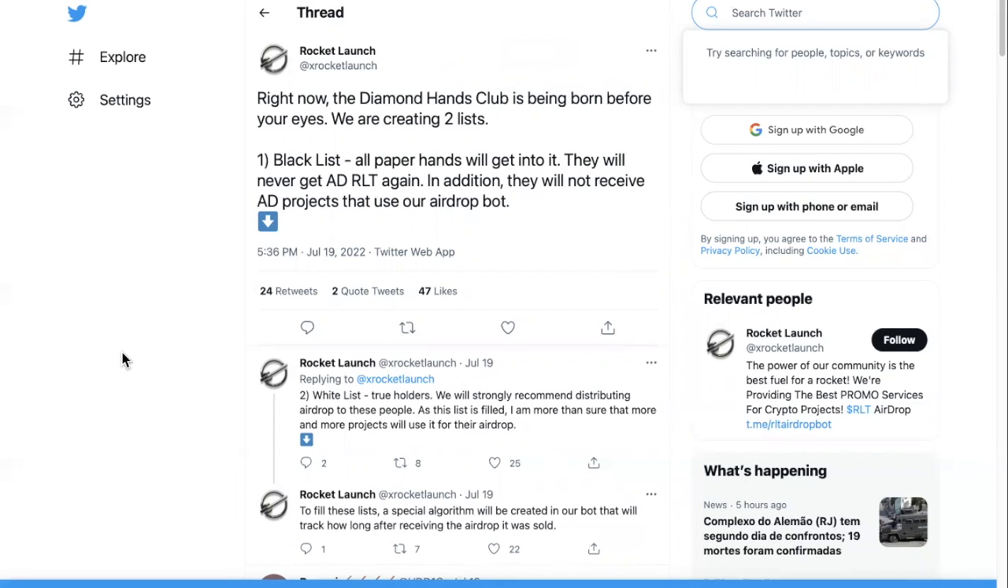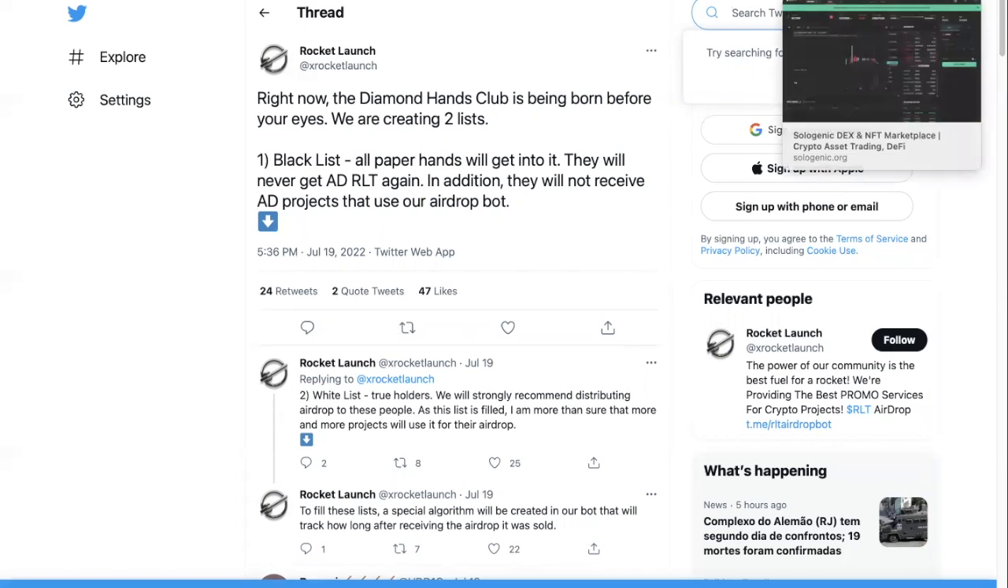It gets rid of those people who just go in to get an airdrop and then sell it for a quick profit. Well, you ain't getting back in, so you're lost. Brilliant idea. It gets rid of those airdrop chasers.